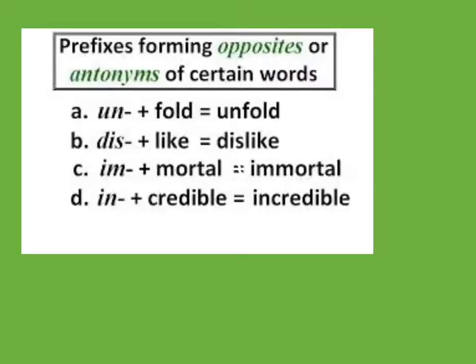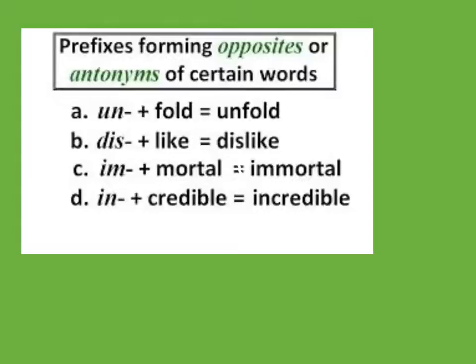Man is mortal, God is immortal. And then we have incredible. We have credible plus the prefix in, giving it incredible. When they say something is credible, it means the thing is believable, it can be believed. So when you say something is credible, it means it is possible to be believed. But when you say it's incredible, it means it's unbelievable. So incredible is a synonym to the word unbelievable.